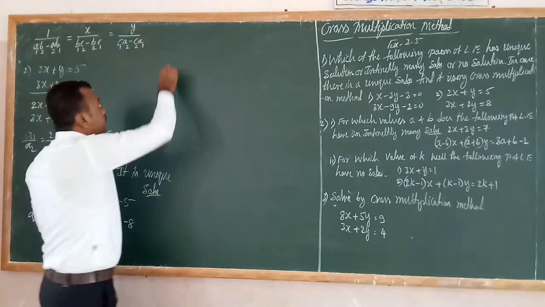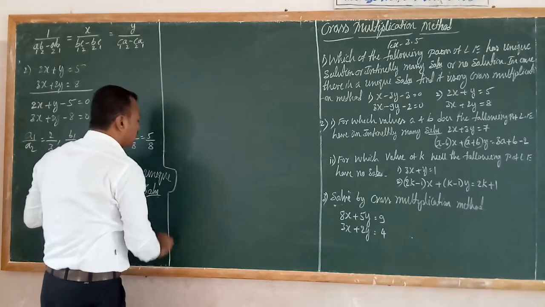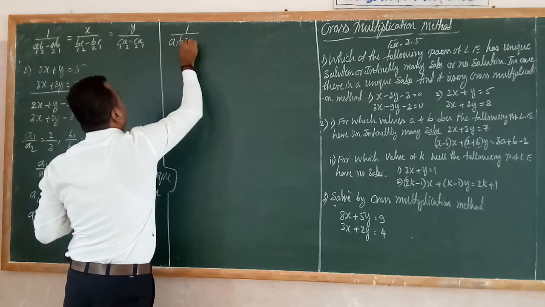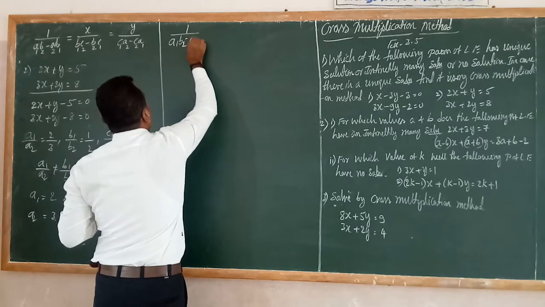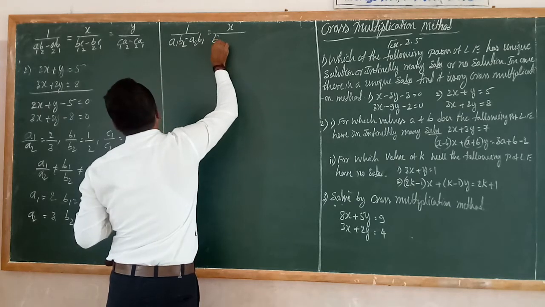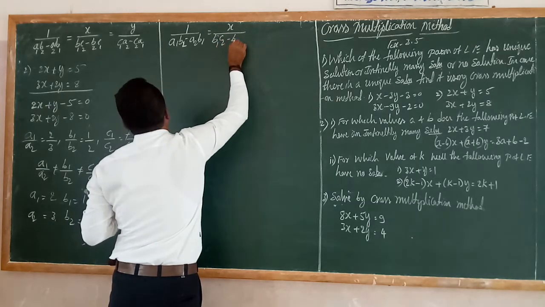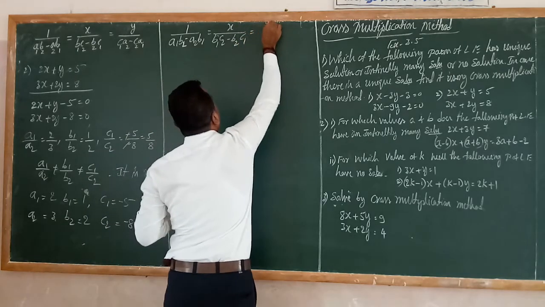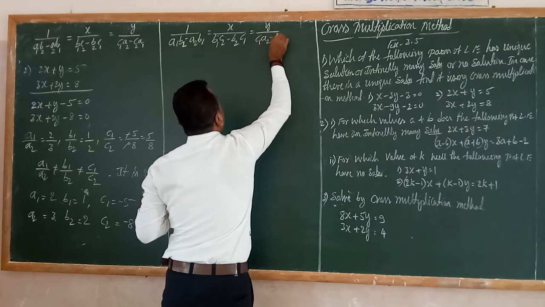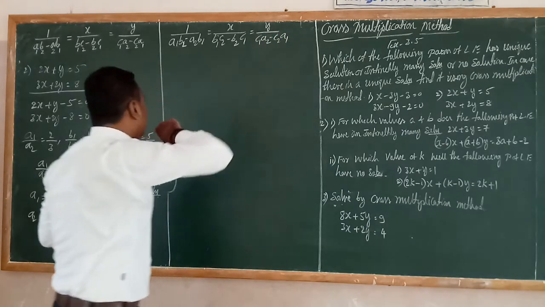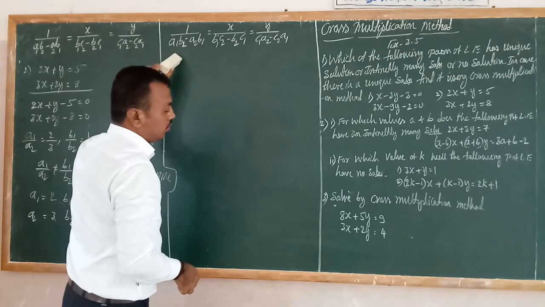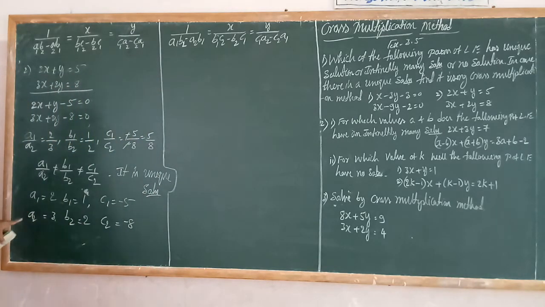Okay. Now, yes, friends. First of all, I will write the formula: 1 upon a1 b2 minus a2 b1 is equal to x upon b1 c2 minus b2 c1 is equal to y upon c1 a2 minus c2 a1. Okay. So let us start it. So first we have to consider these two ratios. Okay, first we have to substitute a1, b1, c1, a2, b2, c2.